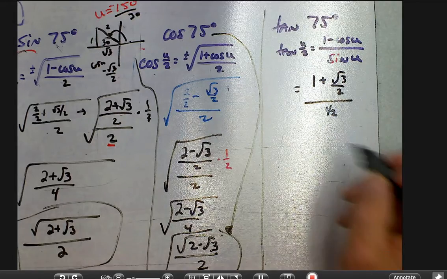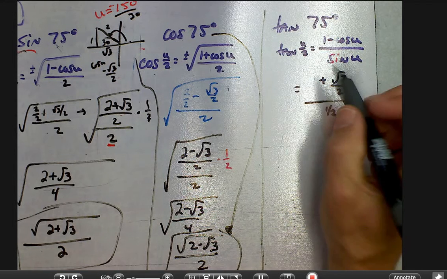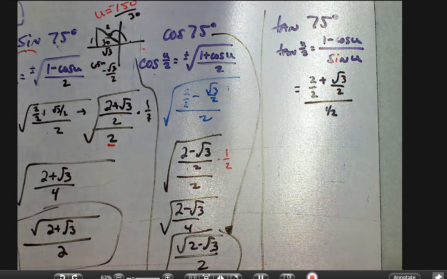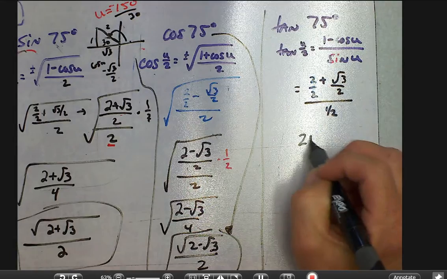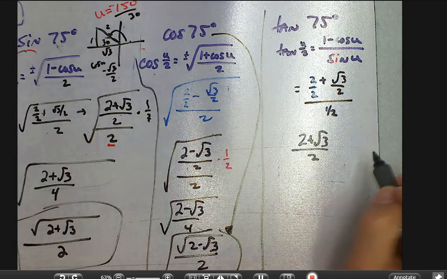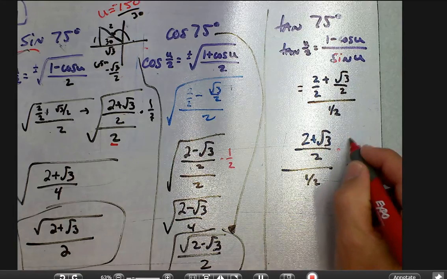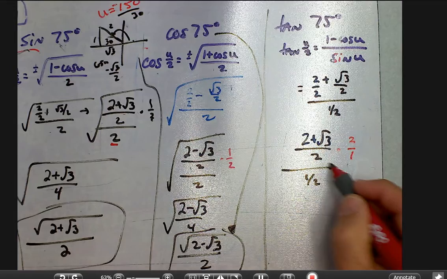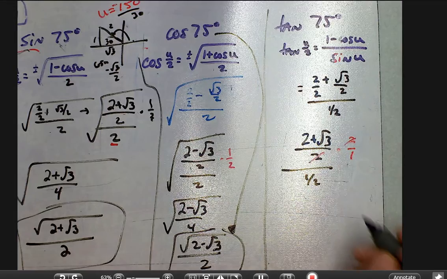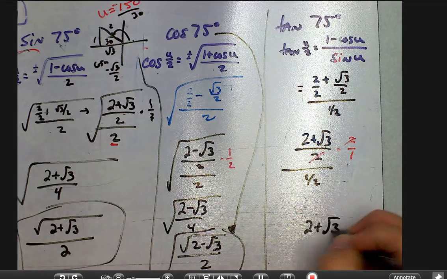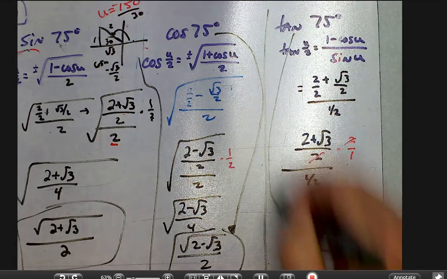So now again, erase the 1, make that a 2 over 2, so I have a common denominator. So I can add together 2 plus square root 3 over 2, all over 1/2. I have to flip the fraction on the bottom and multiply, so it's times 2 over 1. This time the 2's cancel. My final answer is 2 plus the square root of 3, and that is the tangent of 75 degrees.